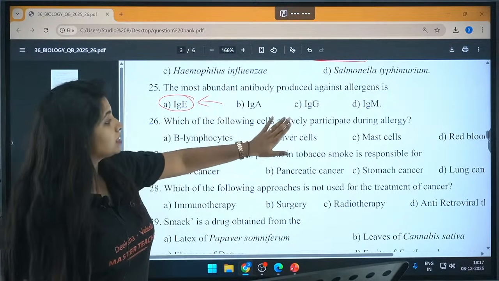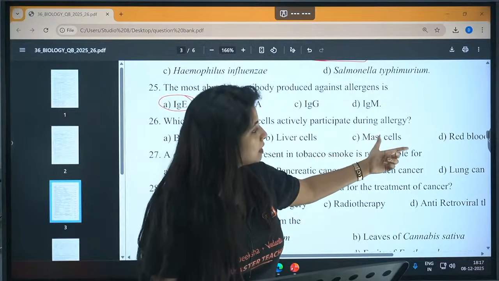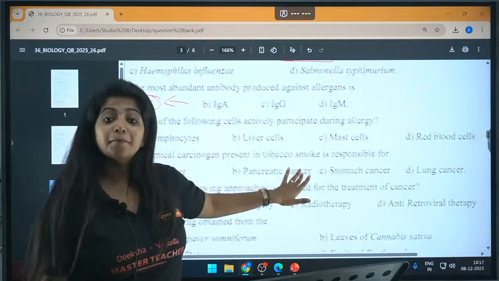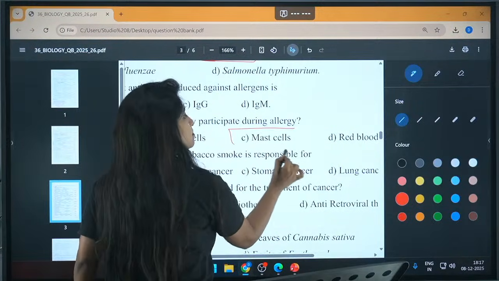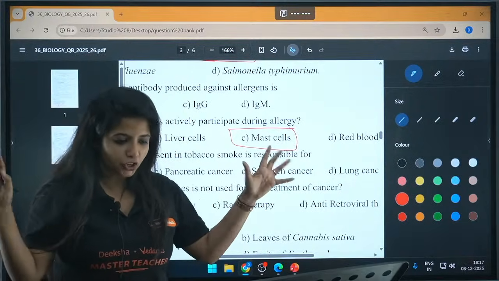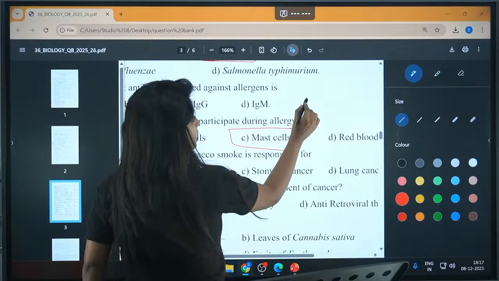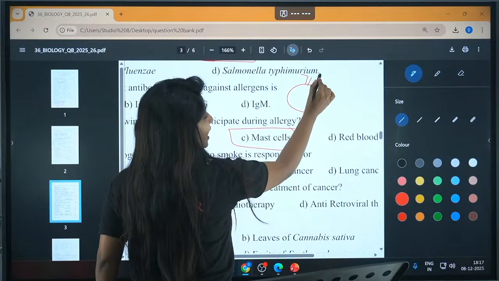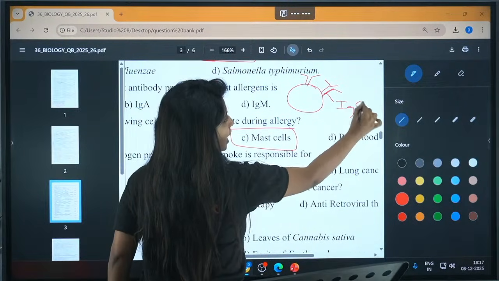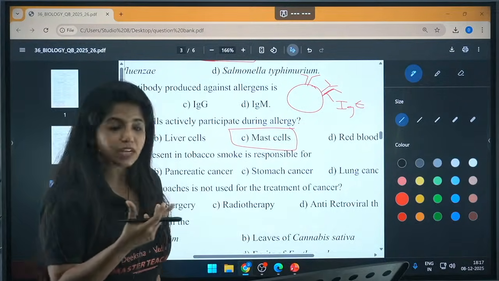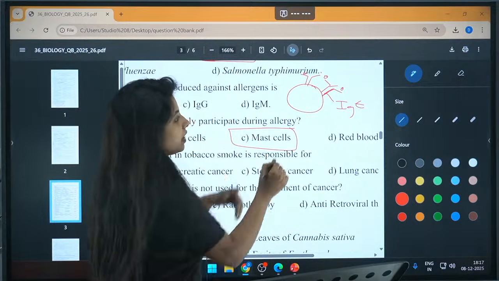Okay. Which of the following cells actively participate during allergy? B lymphocytes, liver cells, mast cells, red blood cells. It is mast cells. And you can remember them as mast cells. Okay, mast means enjoying, they are enjoying. So basically I'll tell you what exactly happens over here. On the surface of mast cells, this IgE antibody comes and binds. What is this? This is IgE antibody. Now you have some allergen, suppose dust. This allergen is going to bind on this antibody. Right, now a reaction happens.